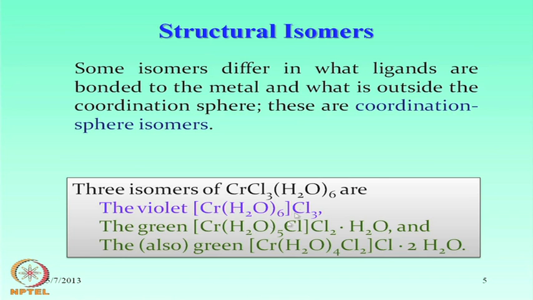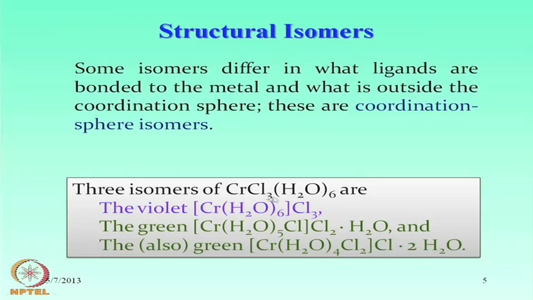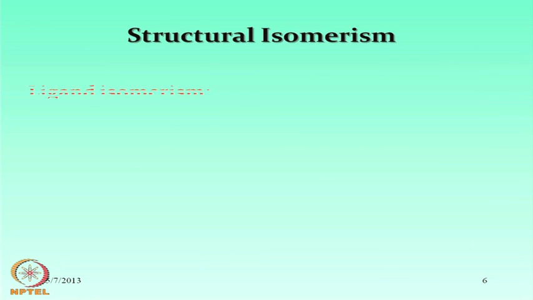So, luckily we can have the same composition for the very simple salt, which is chromic chloride hexahydrate. The chromium chloride compound which is present in the reagent bottle in the laboratory can be present as three different isomers, which can be considered as the corresponding coordination sphere isomers. One is violet in color, another is green in color, and the third is also green in color, so we can have three different isomers.